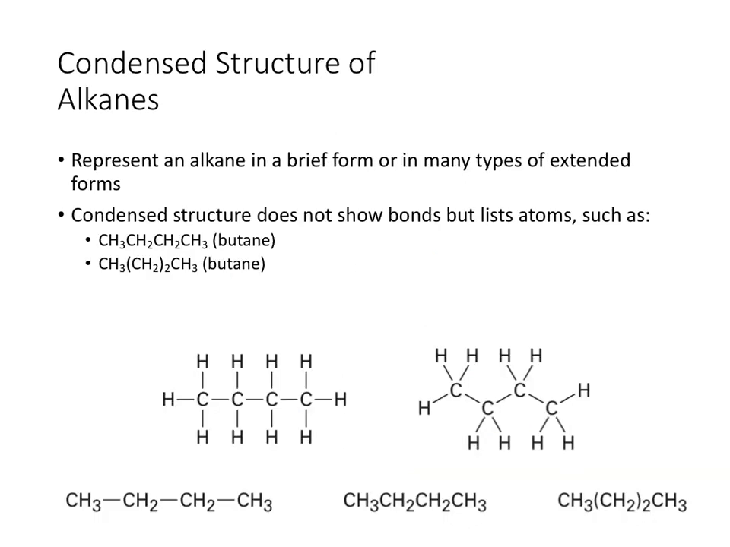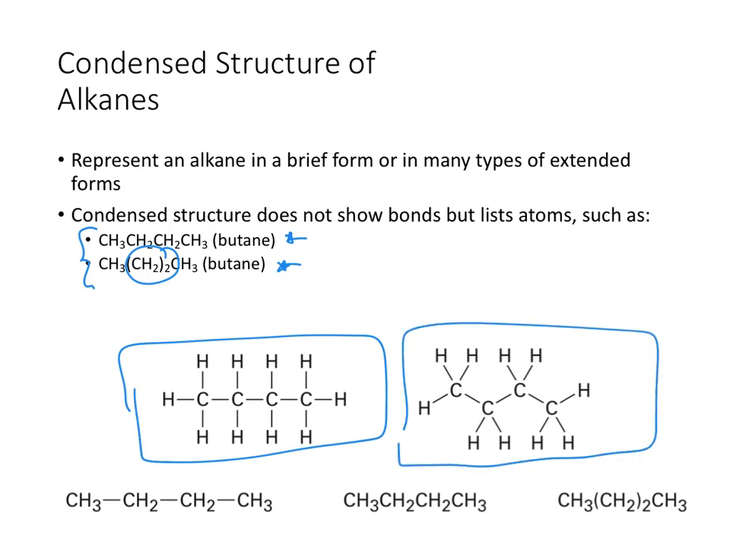Sometimes you will see alkanes written in a condensed structure, which looks like this. And it doesn't show any bonds, but it just lists the atoms. And sometimes if there are groups that are repeating, that's indicated by putting the group in parentheses and indicating a number outside the parentheses showing how many of those groups are repeating. So butane could be written like this in condensed formula, or this. This would be the Lewis structure. This would be the Lewis structure in the staggered conformation that illustrates the tetrahedral geometry around each carbon. Sometimes you might see it drawn like this. So there's a variety of ways that alkanes can be represented.